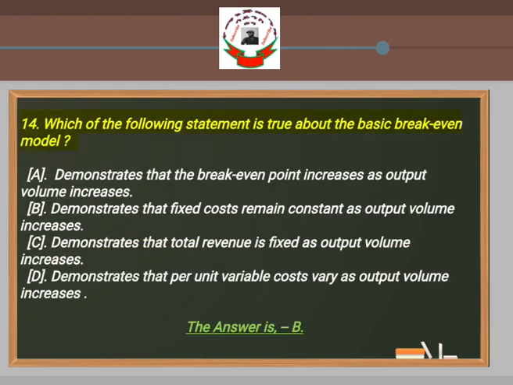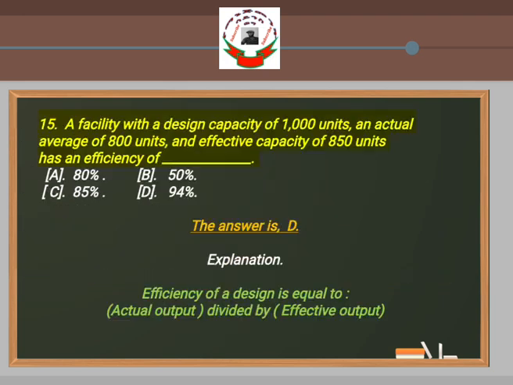14. Which of the following statements is true about the basic break-even model? A. Demonstrates that the break-even point increases as output volume increases. B. Demonstrates that fixed costs remain constant as output volume increases. C. Demonstrates that total revenue is fixed as output volume increases. D. Demonstrates that per unit variable costs vary as output volume increases. The answer is B.